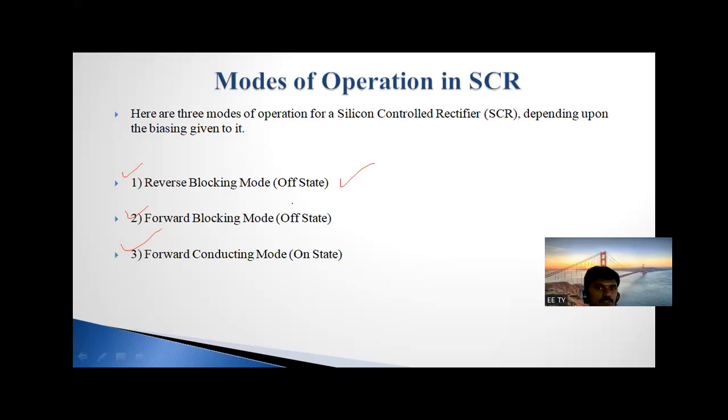Here, what we have written is off state. Generally, in off state, whether the current is flowing in either direction, off state means current is zero, whether forward or reverse. In both cases, current is zero. So there is no chance for current to flow from anode to cathode or cathode to anode. Off state means the switch is off. Is it clear? The forward blocking mode is also an off state, but the on state is the forward conducting mode. So we will explain one by one here.